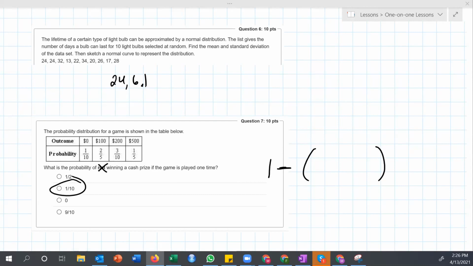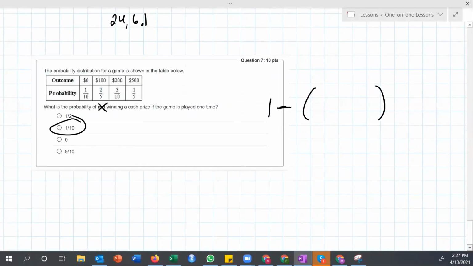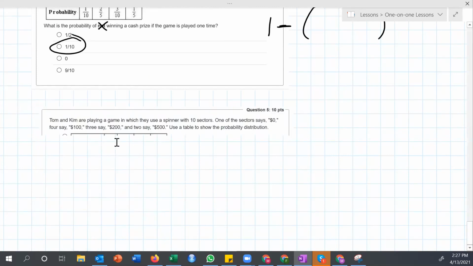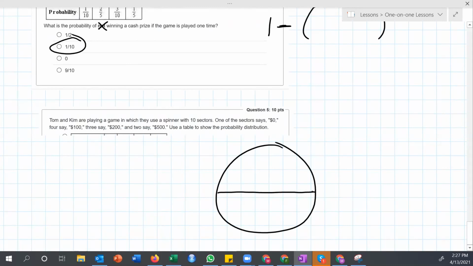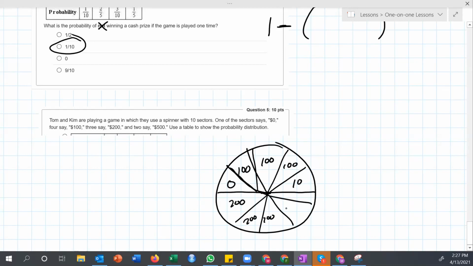It's a good thing we work together, because a lot of the ones on the quiz here came from that assignment that was very wordy. So, okay, Tom and Kim are playing a game in which they use a spinner with 10 sectors. One of the sectors says $0. So this is the challenging part. It's a spinner, and how do you divide this into 10? You end up having to make 5 on this side and 5 on this side. It's a little bit weird here. It's 1, 2, 3, 4, 5, and then you connect these all diagonally. That's how you get them. One of the sectors says 0, 4 say 100, 3 say 200, and 2 say 500.